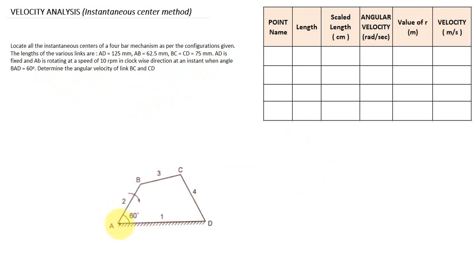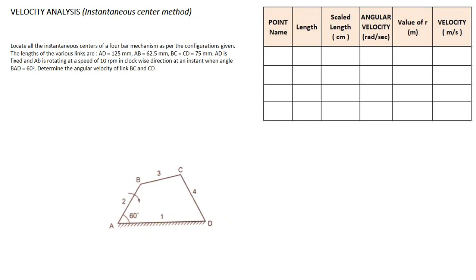First of all we have to draw the configuration diagram. So this is the configuration diagram. Here AD is equal to 125 mm, AB is equal to 62.5 mm, BC and CD both are of equal length, equal to 75 mm, and AD is fixed and AB is rotating in a clockwise direction at 10 rpm.